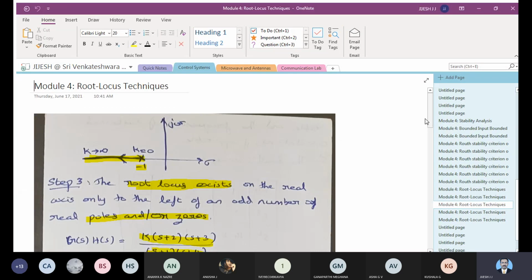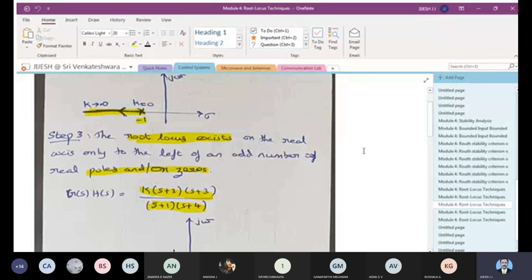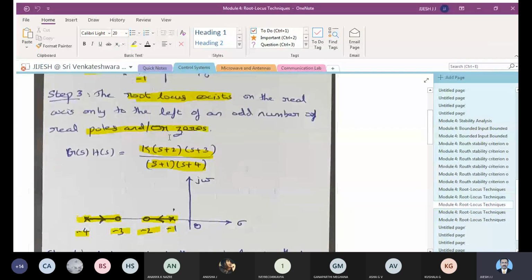In step 3, we have also seen another example, G(s)H(s) equal to K into (s plus 2) into (s plus 3) divided by (s plus 1) into (s plus 4). So you understood from this step 3 that the root locus exists on the real axis only to the left of that, and poles and zeros can be calculated here by equating the numerator and denominator. From the numerator we got zeros, and from the denominator we got poles.